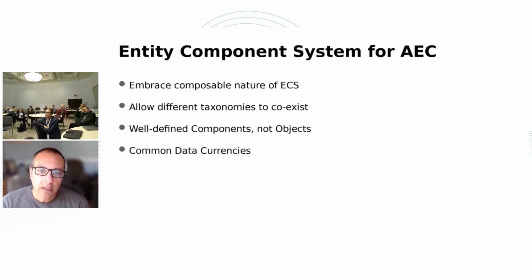The key things that I think we need to start with here is embracing that composable nature of ECS, and not being rigid, allowing different taxonomies to coexist, and starting to create well-defined components, not necessarily objects, all based on these common data currencies, whatever they may be. But creating that level of commonality, or using those simple building blocks, is what is going to be the basis for AEC using ECS. Next slide, please.